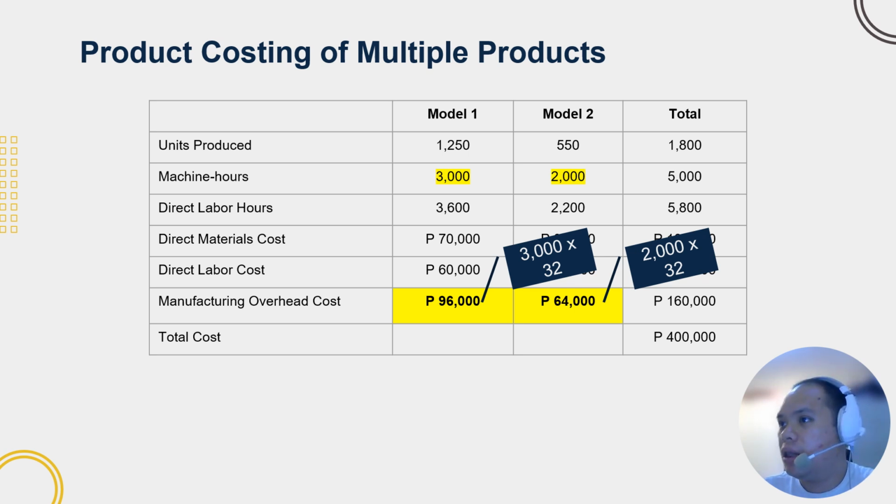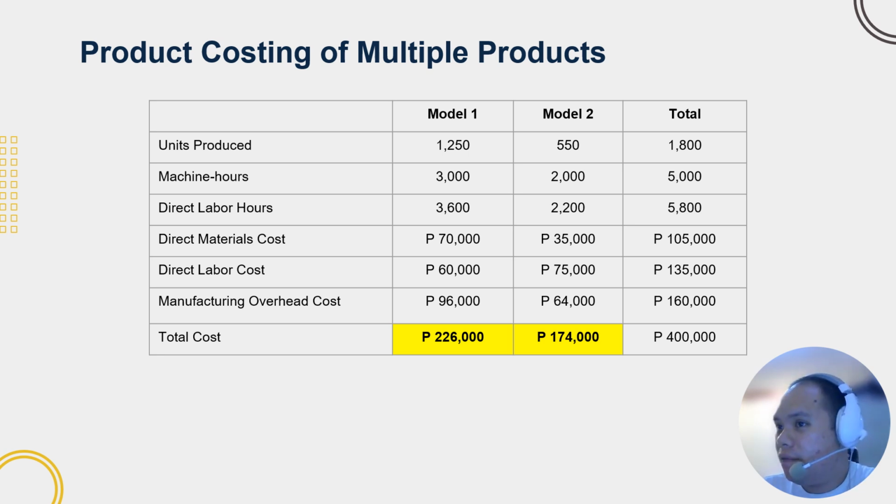As well, for Model 2, since ang iyahang machine hours is 2,000 man and the predetermined overhead rate is 32 pesos, then we can now say that the manufacturing overhead cost for Model 2 is now 64,000 pesos. So to get this one, 96,000 plus 64,000, then we are right that the total manufacturing overhead cost is 160,000 pesos. All right.